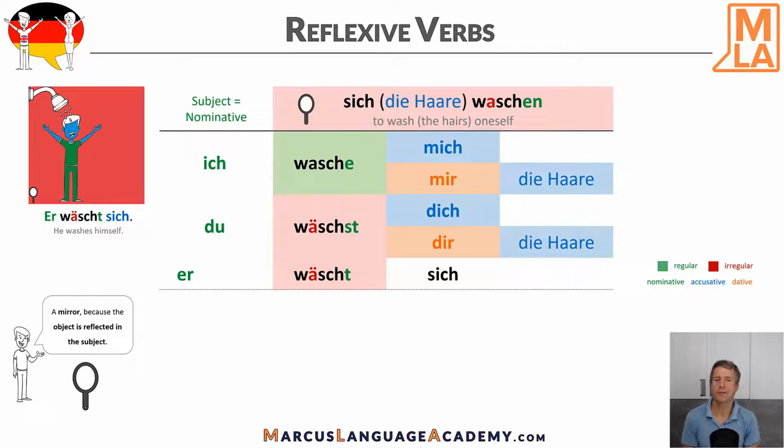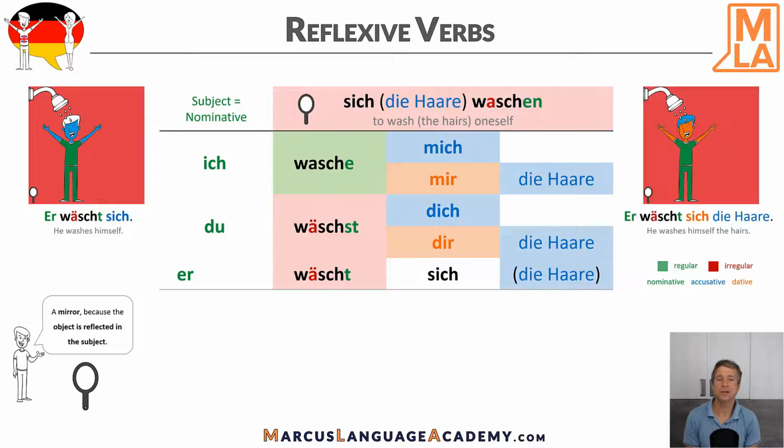Therefore, the third person singular is as follows. Wäscht sich. He washes himself. And with additional information as follows. Wäscht sich die Haare. He washes himself the hairs. So as you can see, it is not longer necessary to decide between accusative and dative for the reflexive pronoun, since the forms are identical.